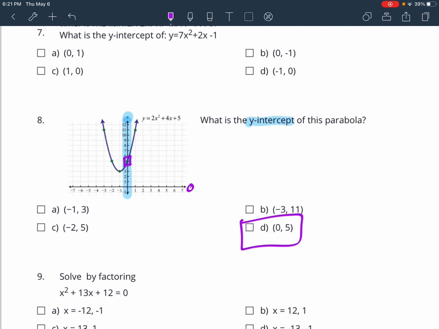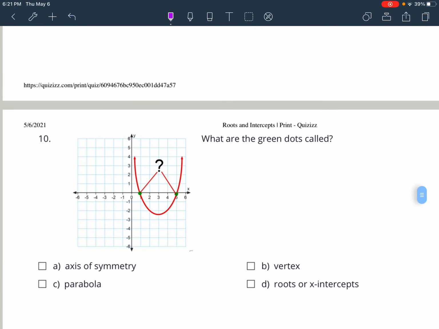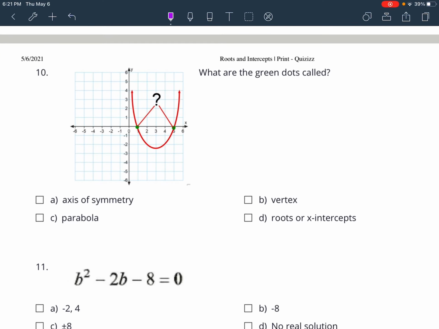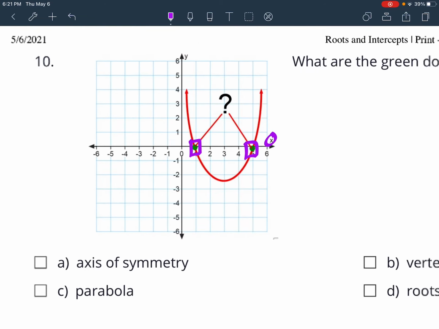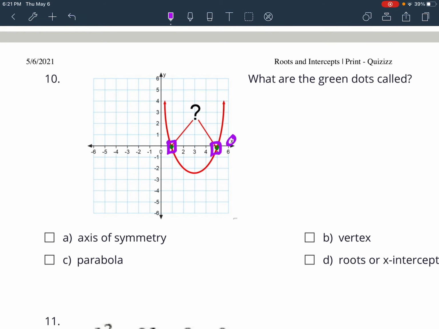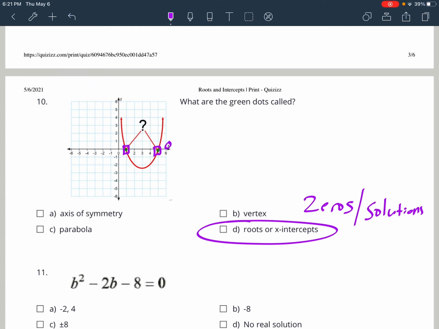Now what, number 10? What are the green dots called? So what do you call when they cross the x-axis? Remember, so it's crossing the x-axis. What is it called when it crosses the x-axis? Well, any of the names that I put on the very first page. It can be called roots, x-intercepts. It can also be called zeros. And it can be called solutions. All of those 4 mean the same thing. Okay.